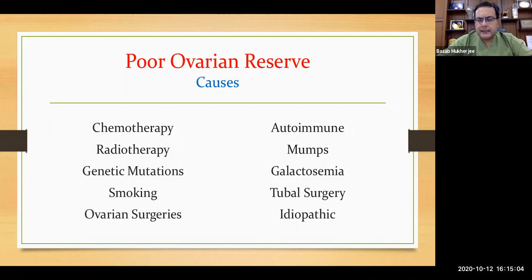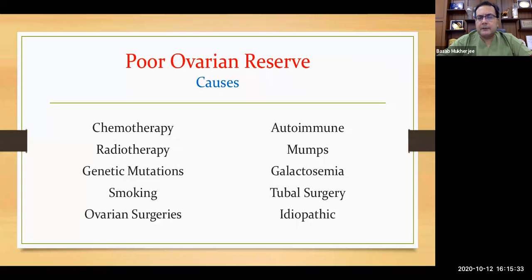If a woman has had cancer of any organ and she has received chemotherapy and radiotherapy, we would expect that to have an effect on the ovary. That may help us to understand why she's having a poor ovarian response. Smoking is supposed to be detrimental. Surgeries, both to the ovary and the tube. So surgeries on the ovary, we will be coming to iatrogenic POR sometime later in the presentation.